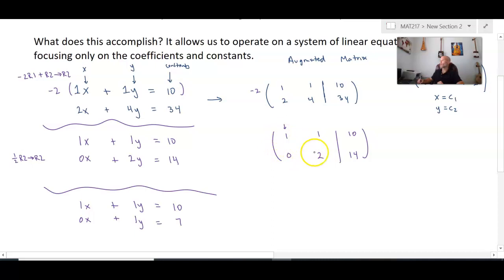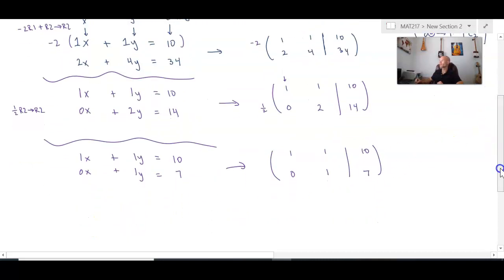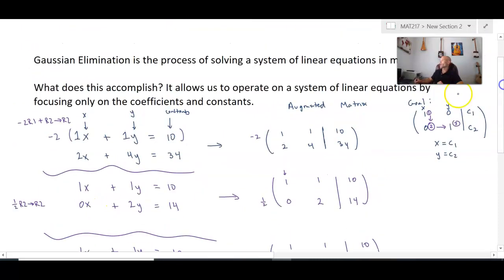Now, if instead I dealt with the matrix itself, which is this representation, if I took 1/2 of row 2, you can see that I just don't need to worry about a lot of extra stuff here. Still 1, 1, 10 in the top. 1/2 of 0 is 0. 1/2 of 2 is 1. 1/2 of 14 is 7. And we've got that result. And that was just a little bit more pleasant than having to deal with all the extra signs here. Now, we accomplished that third step.